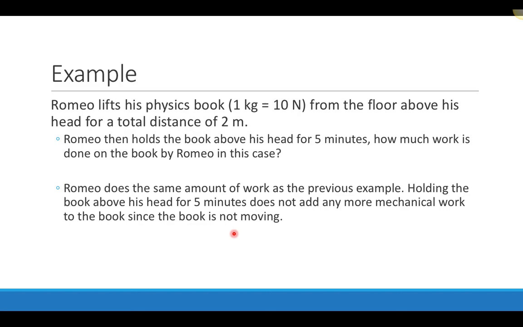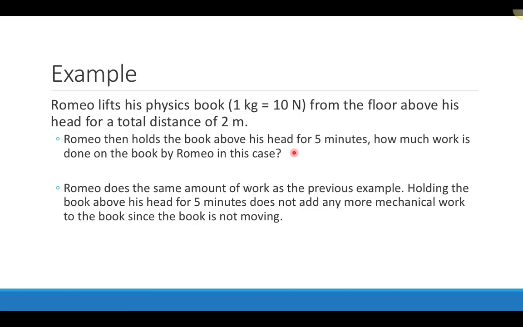All right, suppose we go back to Romeo in that last example, and we say Romeo lifts his physics book from the floor above his head for a total distance of 2 meters. So that's the last example. Romeo then holds the book above his head for 5 minutes. How much work is done on the book by Romeo in this case?